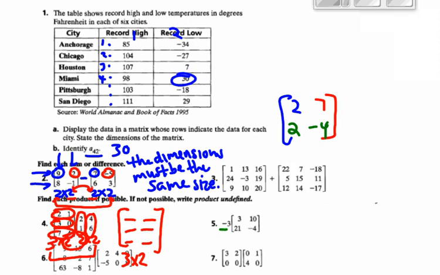So this is row 1, and that's column 1. So that's going to go in row 1, column 1's answer right there, row 1, column 1. I go 2 times 2 is 4 plus 1 times 1. So 4 plus 1 is 5. For the next one down, row 2, column 1, I go 3 times 2 is 6 plus 0 is 6. So I'm multiplying the first two together, multiplying the second two together, and adding them in between.